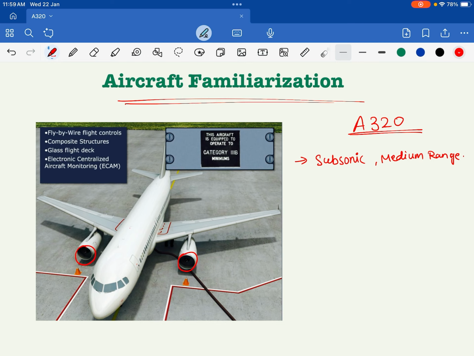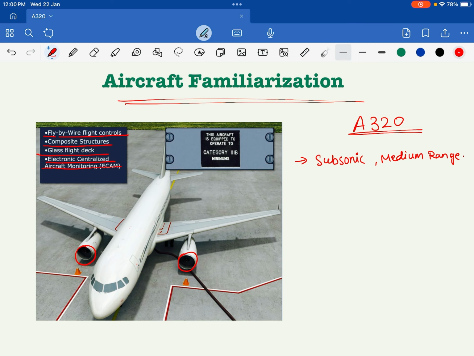The first special feature is that it has fly-by-wire flight controls. Second, it has a composite structure. The aircraft structure is composite. Next, it has a glass flight deck. And the last and the most important is it has an ECAM. ECAM stands for Electronic Centralized Aircraft Monitoring.